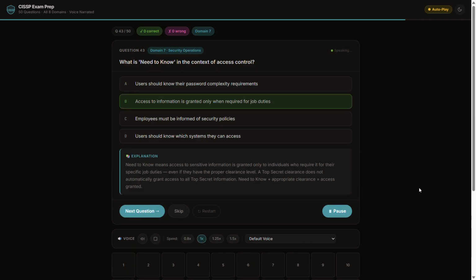Correct answer: B. Need to know means access to sensitive information is granted only to individuals who require it for their specific job duties, even if they have the proper clearance level. A top-secret clearance does not automatically grant access to all top-secret information. Need to know plus appropriate clearance equals access granted.